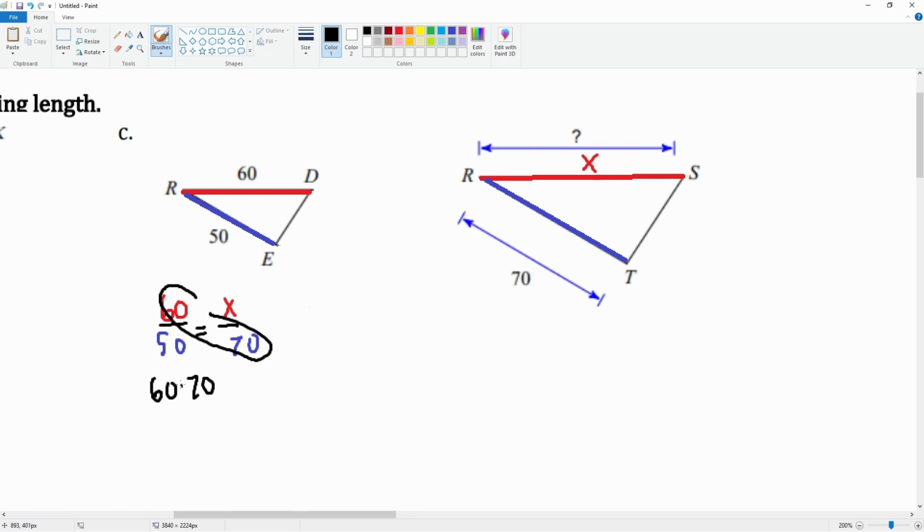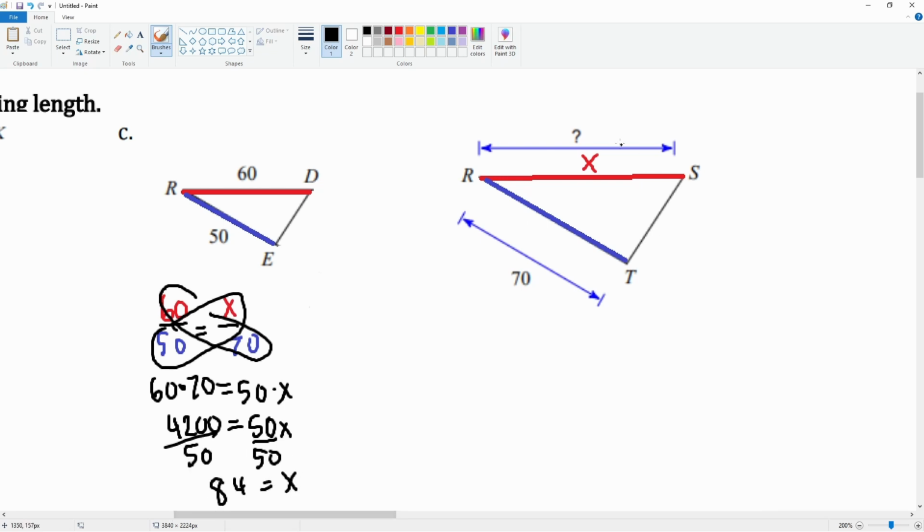60 times 70. Then we have 50 times x. This is 50x, and 60 times 70 is 4,200. Divided by 50, divided by 50, you get x is equal to 84.